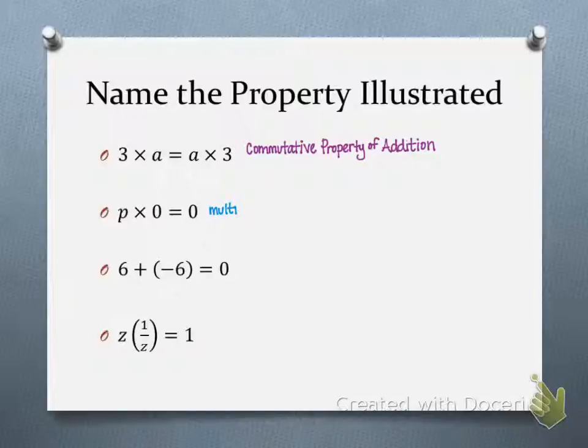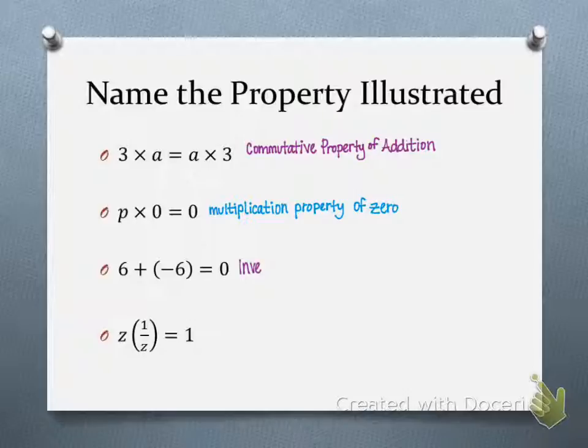And then our second one, we have p times 0 equals 0. So we want the property that when you multiply anything by 0, it equals 0. So you have the multiplication property of 0. Okay, so on these, again, you're just naming the property.